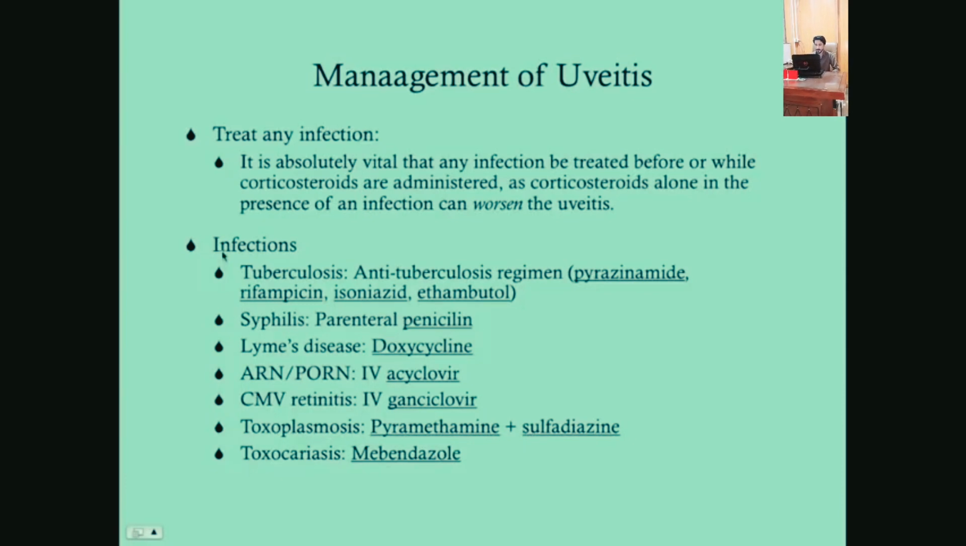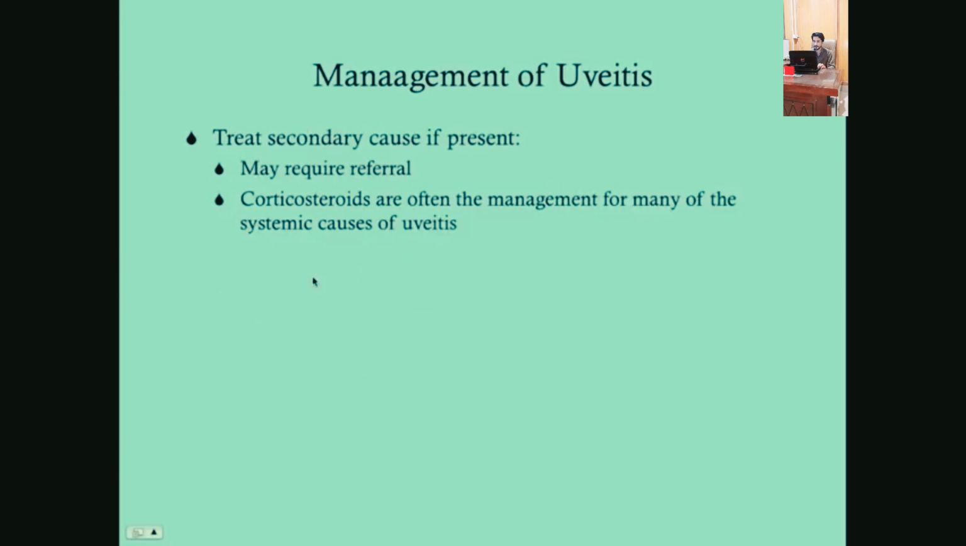So I would say that if you have a patient that has uveitis and it's infectious, you'll probably want to be in consult also with an infectious disease specialist, because the question becomes, at what point do we start giving the corticosteroids after we've been giving the antibiotics for so long? You don't need to be aware of that for USMLE. What you do need to be aware of, though, is that you don't give corticosteroids until you've addressed the infection in some way. And then, of course, treat secondary causes if present.